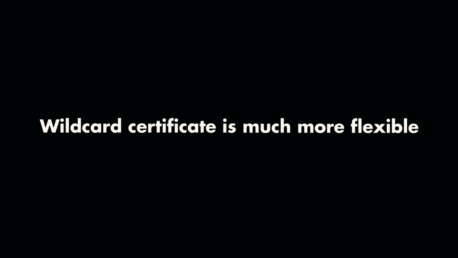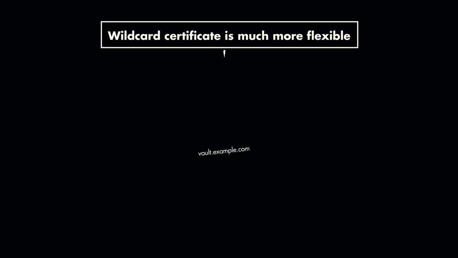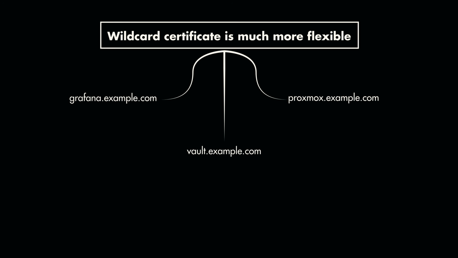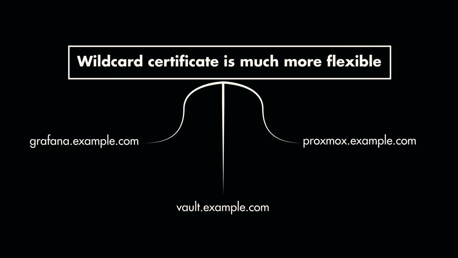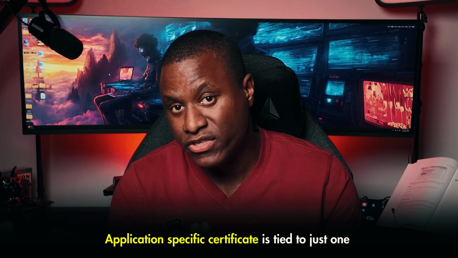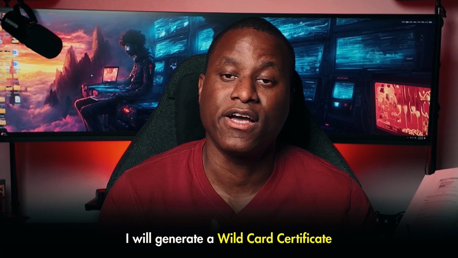A wildcard certificate, on the other hand, is much more flexible. It covers any subdomain under your domain. So something like vault.example.com, proxmox.example.com, grafana.example.com, or any other application that you're going to set up will be covered through a wildcard certificate. The key difference is that a wildcard certificate covers many services with just one cert, while an application-specific certificate is tied to just one, unless you manually expand it with SANs, the Subject Alternative Names. Which one you want to set up depends on how your environment is set up or how you want to set up your environment. In my case, for this test environment, I'm going to be generating a wildcard certificate.